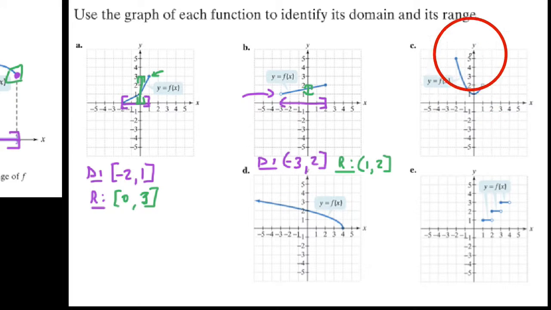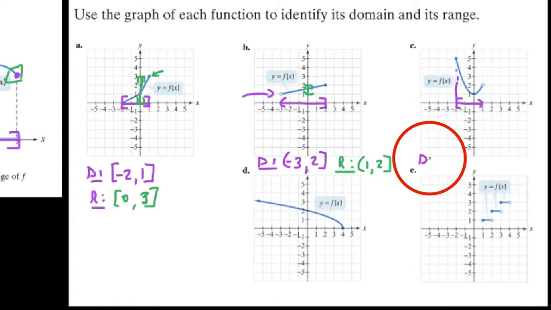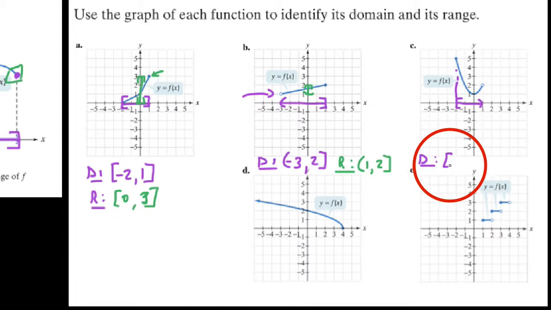So looking at letter C, it looks like if we trace this down to the x-axis here, it would include -2 and go up to but not include 1 because we have an open dot here. So our domain would be starting at -2, going up to and not including 1.